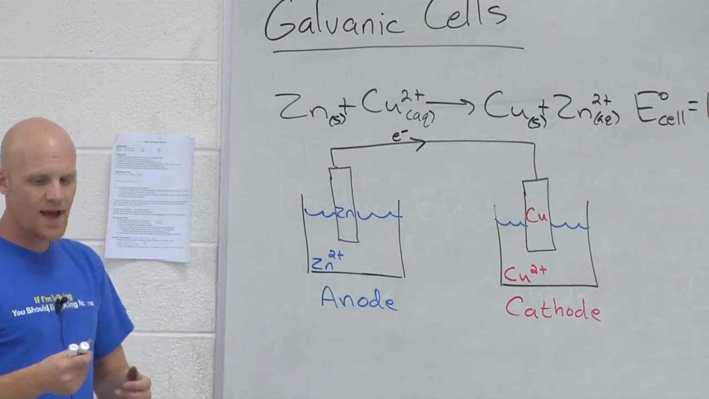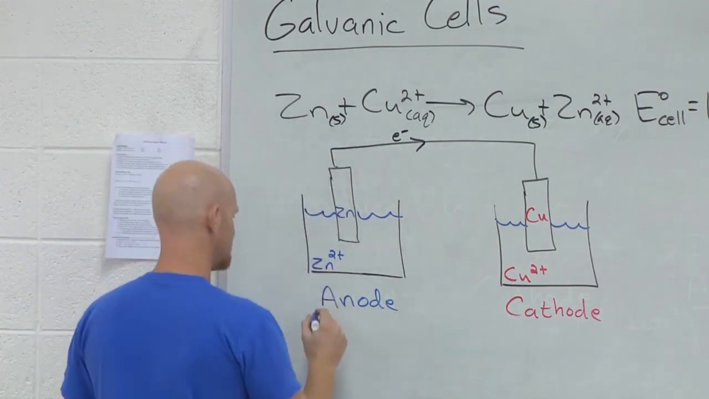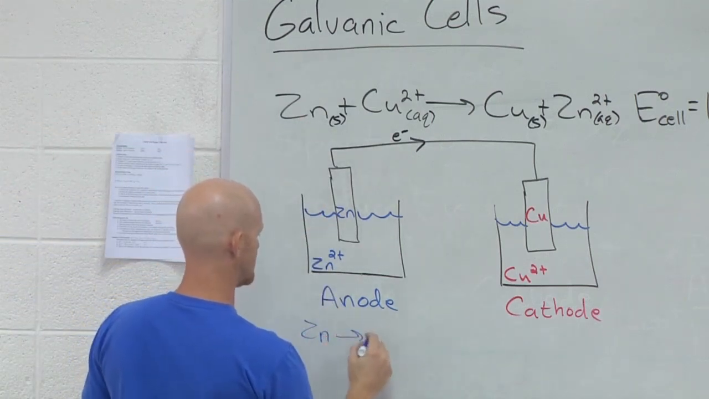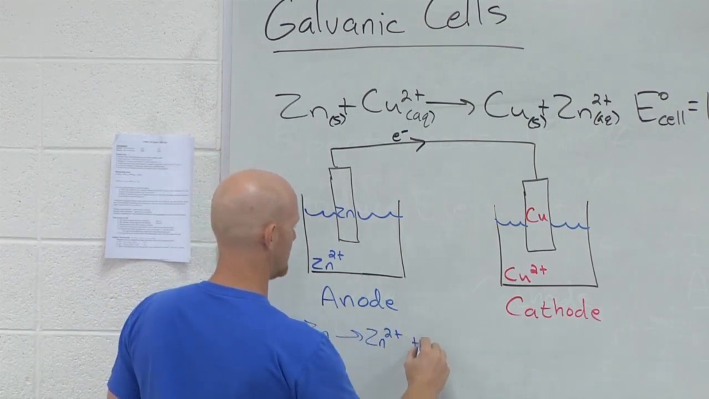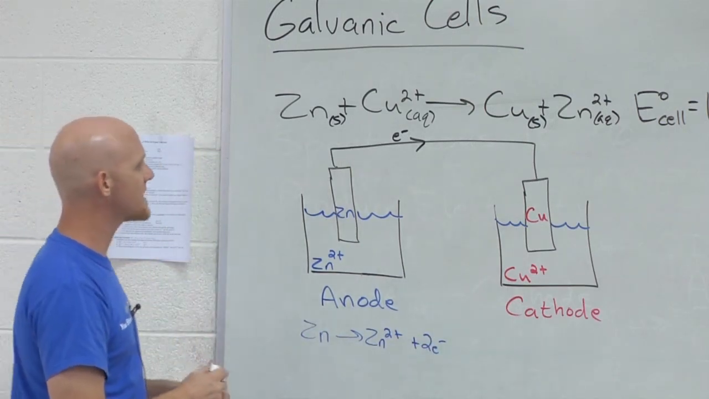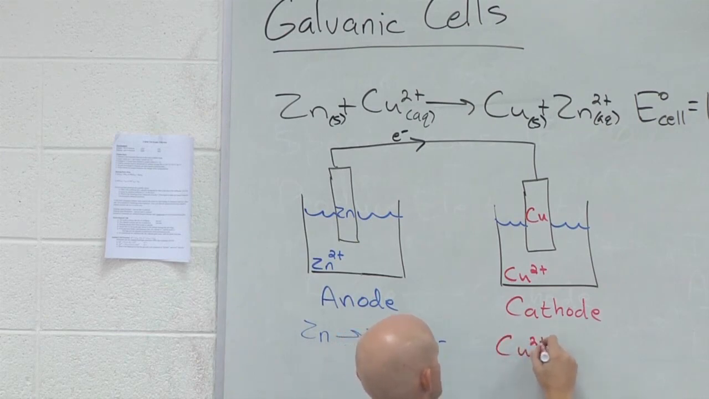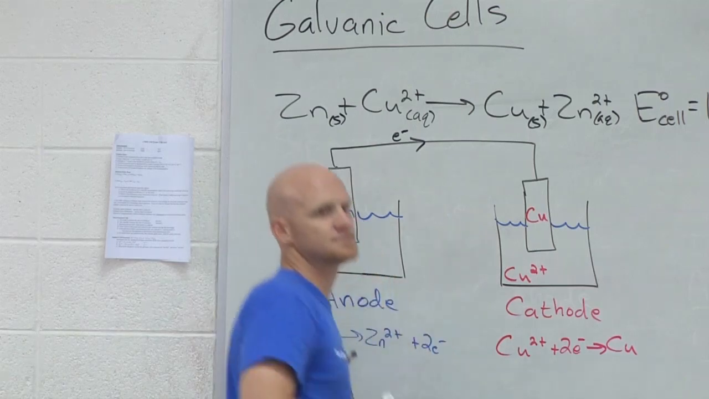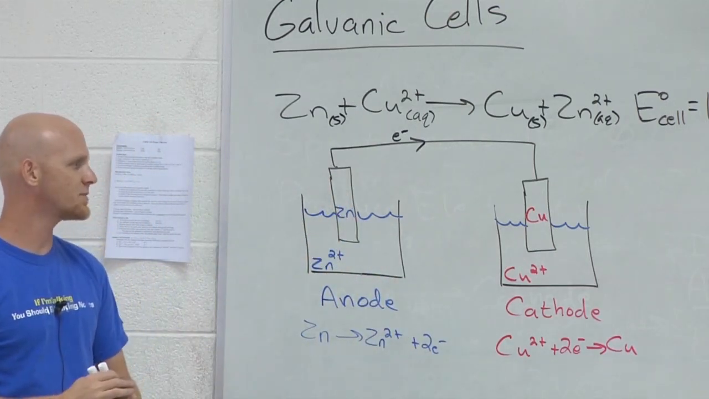Cool. If we actually break this up into half reactions here, we can see that the zinc metal is turning into zinc 2+ and losing 2 electrons in the process. On the other side, we can see that copper 2+ is the reactant and is gaining 2 electrons to turn into copper metal. And so we can see the half reaction going on at each of the electrodes.